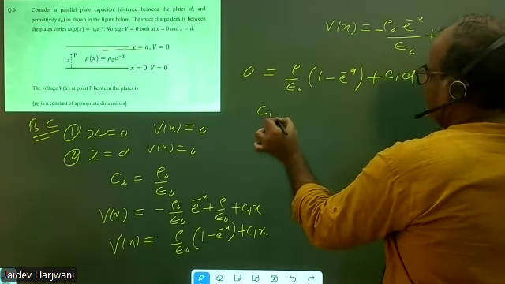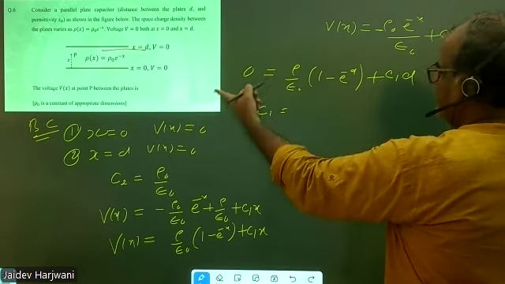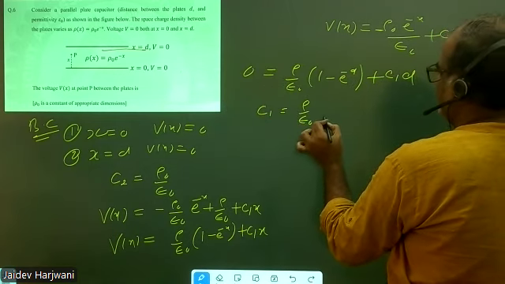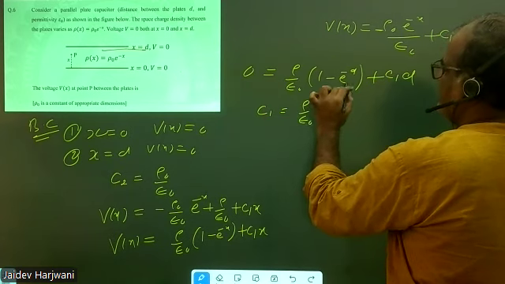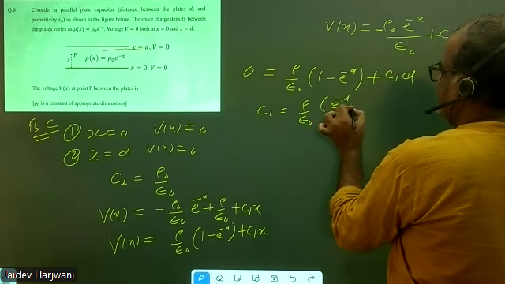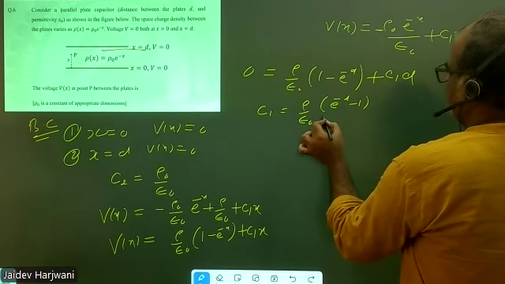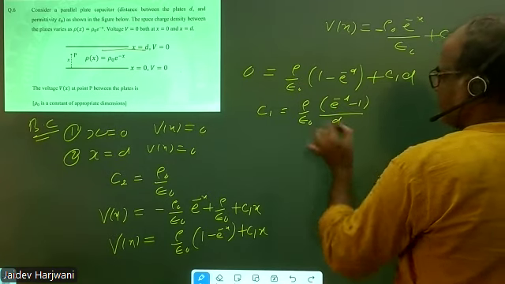So my C1 becomes, if you move it across, this will go minus. So this will become rho upon epsilon naught, and with the minus it will give e power minus d minus 1, and you divide by d. This is my C1 value.